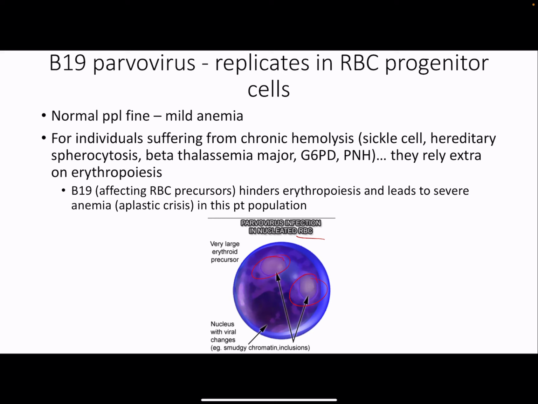But if somebody has a chronic hemolysis condition, if they have sickle cell, hereditary spherocytosis, any of the thalassemias, especially thalassemia majors, G6PD, especially if you have one of these triggers, you're eating a lot of fava beans, or paroxysmal nocturnal hemoglobinuria. These guys, their red blood cells are dying all the time. They need every bit of erythropoiesis they can get. So if they have a B19 parvovirus infection, they are really screwed. They're in bad shape, and this can lead to an aplastic crisis, which is not good.